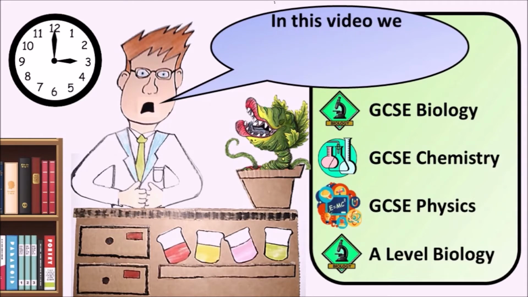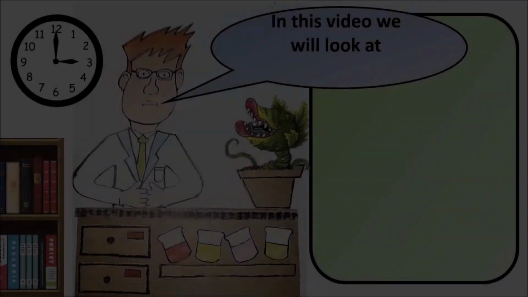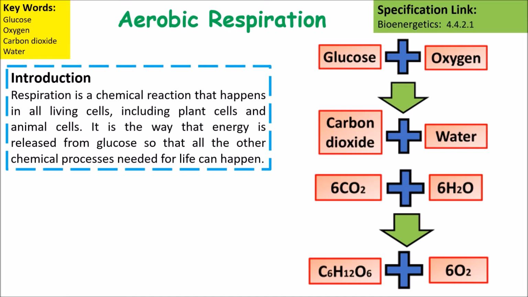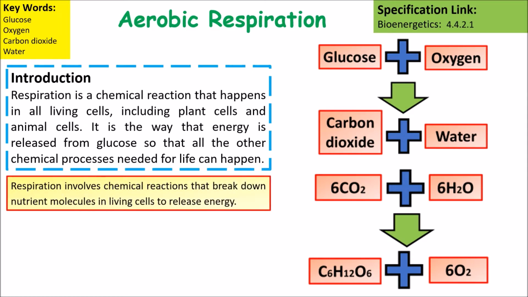In this video, we will look at the effect of exercise on the heart rate and the breathing. Respiration is a chemical reaction that happens inside all living cells. It converts glucose and oxygen and gives out energy in that process. Respiration involves chemical reactions that break down nutrient molecules in cells, releasing energy.